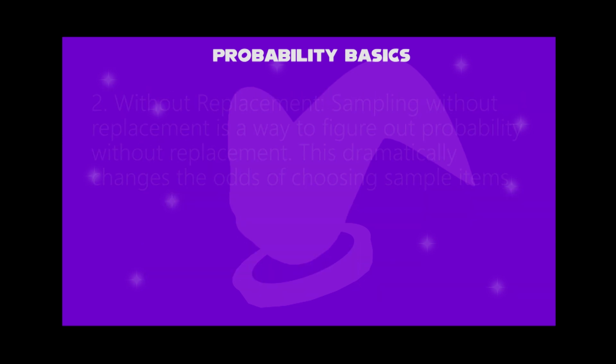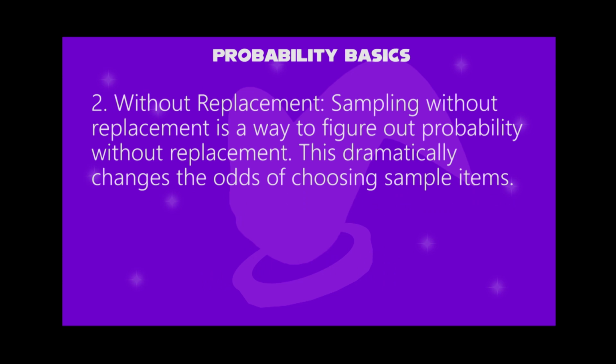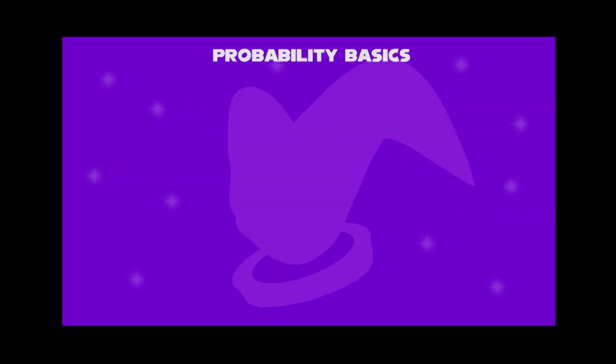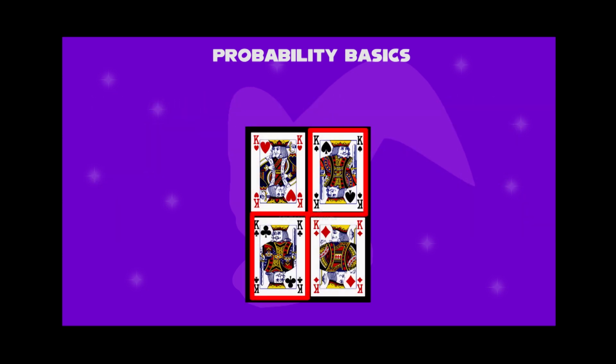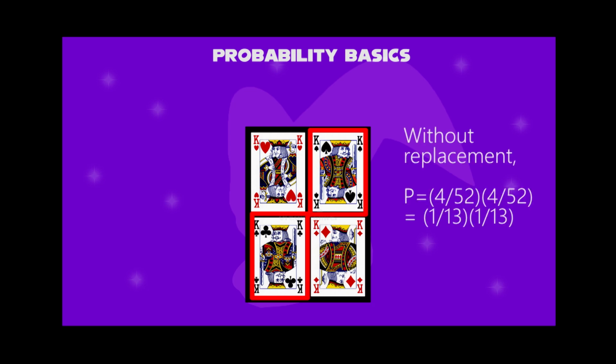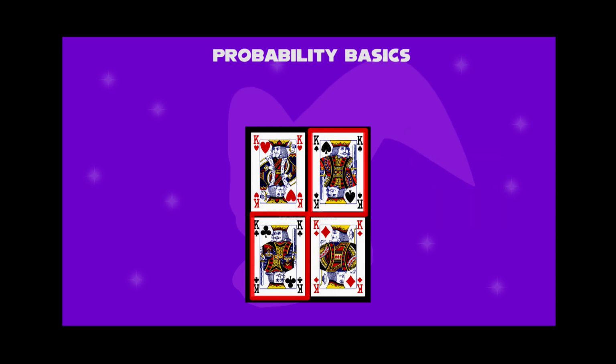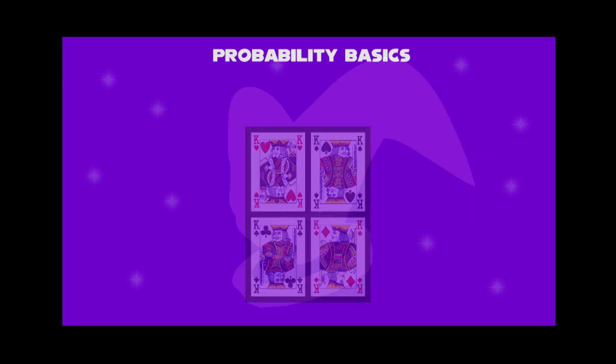On the other hand, without replacement. Sampling without replacement is a way to figure out probability without replacement. This dramatically changes the odds of choosing sample items. For example, in the same way we have to draw 2 cards of kings. We can write 4 by 52, times 4 by 52. Or 1 by 13 and 1 by 13. You can try drawing a set of different cards by yourself.